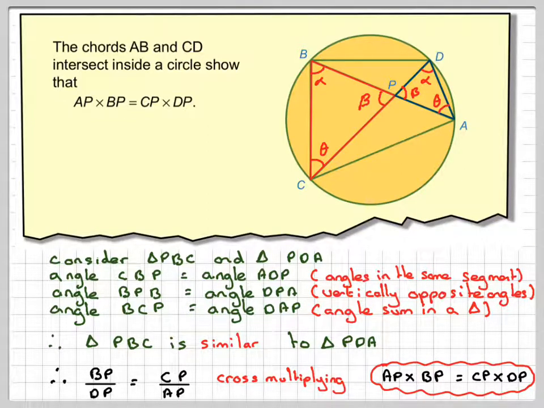So this has been a video to show you why the intersecting chords rule, with AP times BP equal to CP times DP, works.